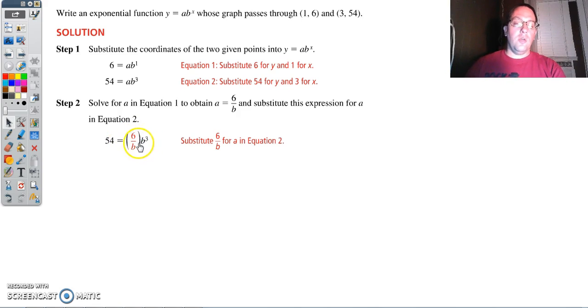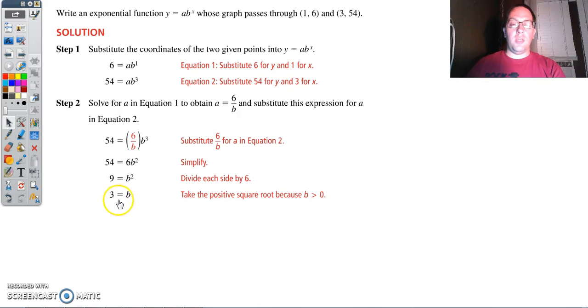We need to simplify this. So 6 divided by b times b cubed is 6 times b squared. B cubed divided by b is b squared. Divide both sides by 6. So b squared equals 9. Take the square root of both sides, and b equals 3. Just the positive 3, not the negative 3, because if you remember, the base of our exponent has to be positive.